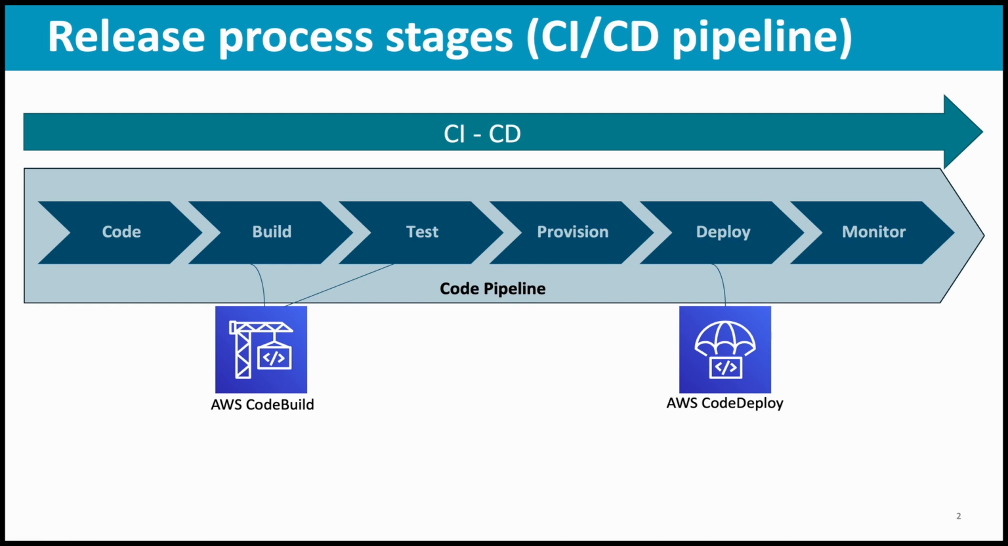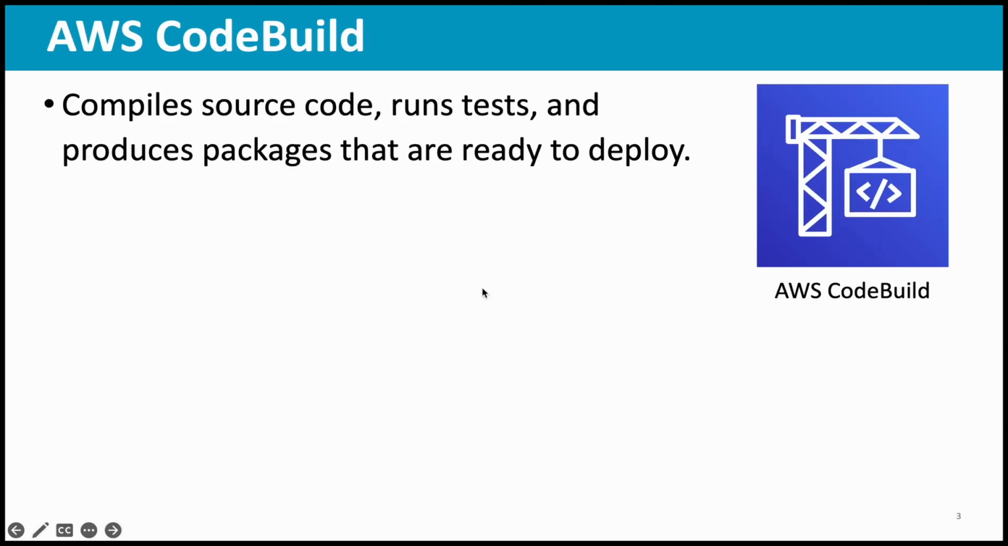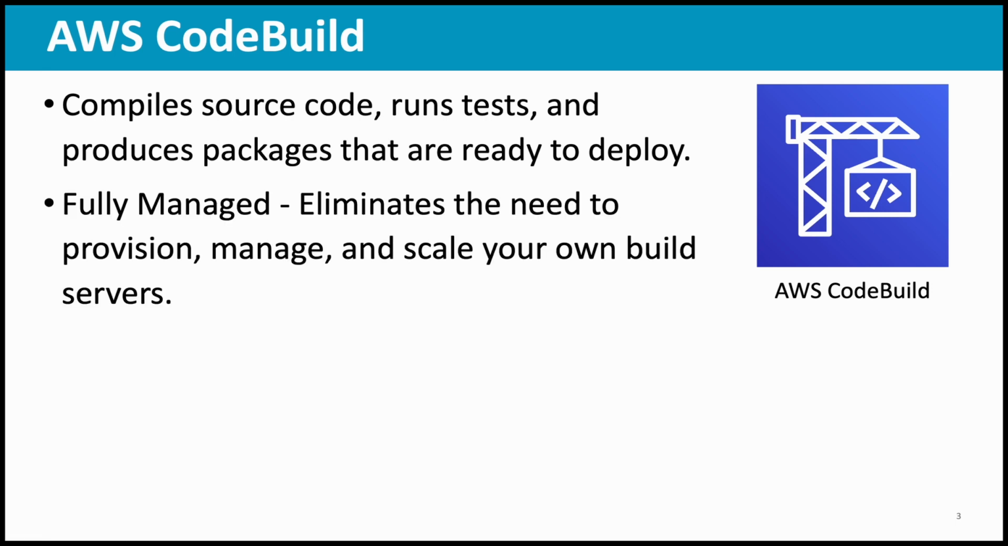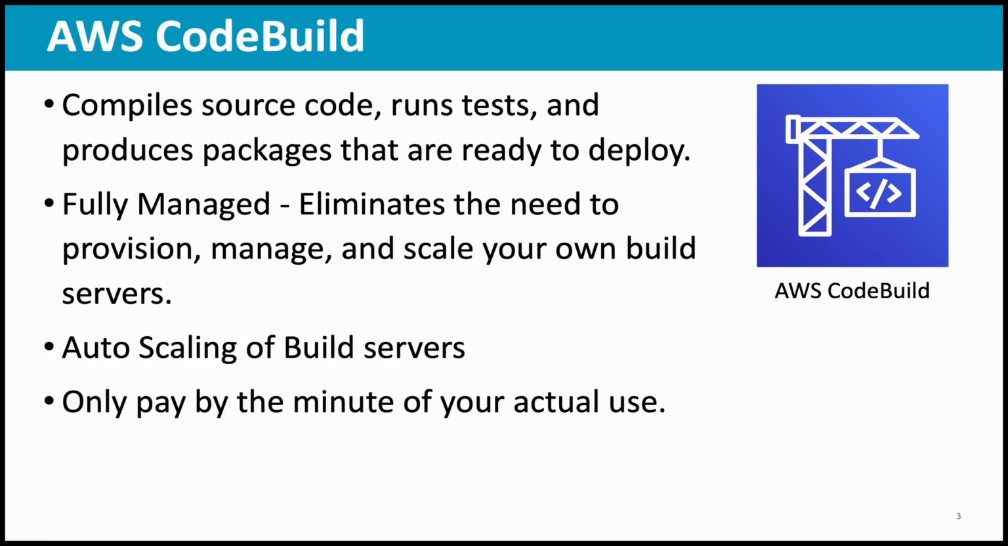In this hands-on exercise, I'm going to show you only CodeBuild and CodeDeploy. CodeBuild actually handles the build part, quite obvious, and it also can do some testing. CodeDeploy actually automates the deployment of your application. A little bit more details about CodeBuild. It compiles the source code, it can run tests, and it produces the package. We already discussed that part. It is fully managed, so you don't need to worry about provisioning and managing your own build servers. And when auto-scaling is required, when you have to increase the capacity of your build servers, auto-scaling will be done by AWS itself. And you only pay by the minute of your actual use. That is also an important factor.